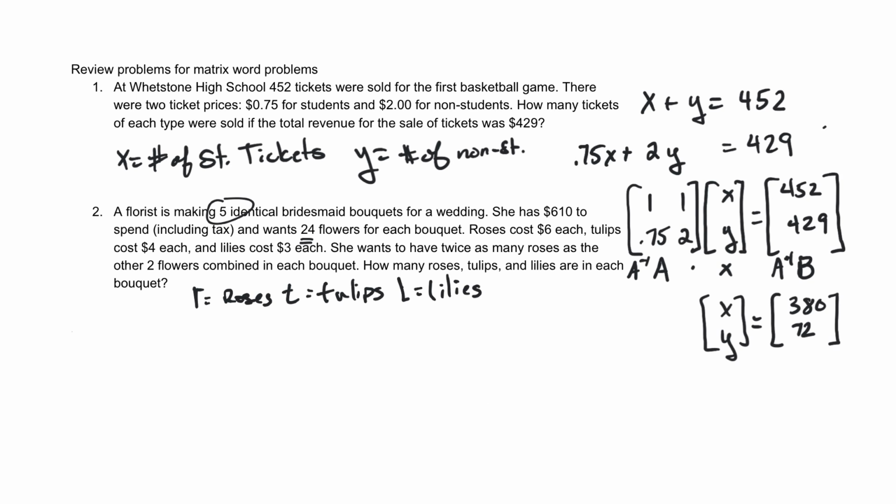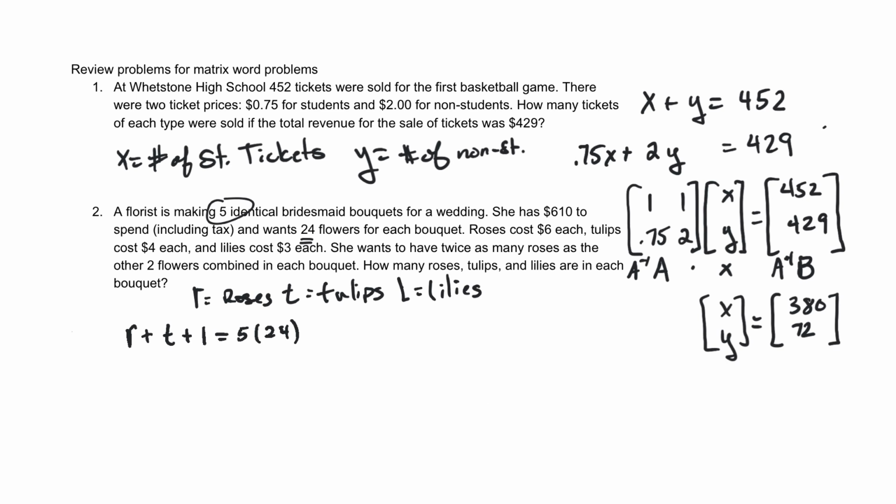So if I think about it, if I took the number of roses plus the number of tulips plus the number of lilies, that would be equal to 5 times 24. Right, so 5 times 24 is 120. So I need 120 flowers total to make this happen.